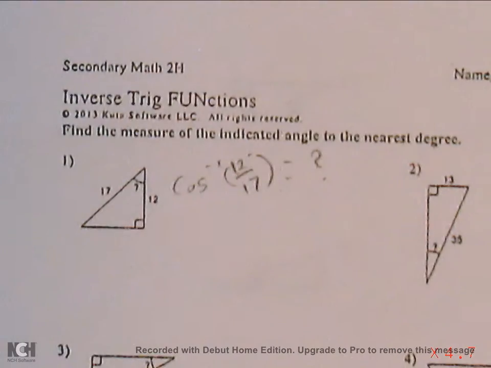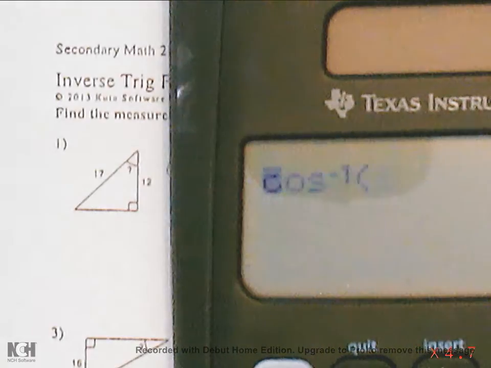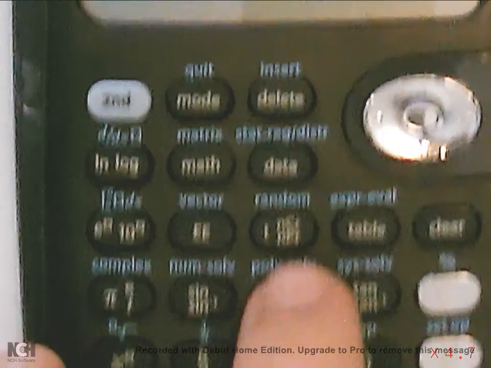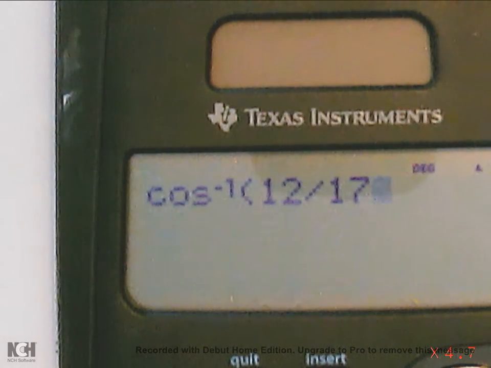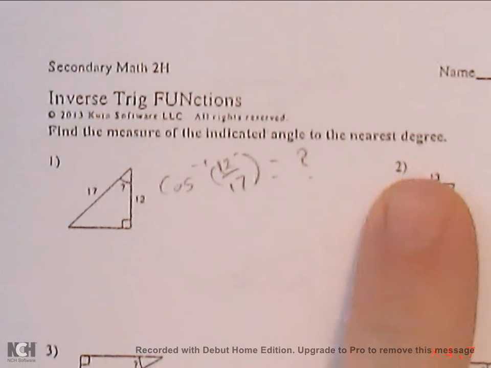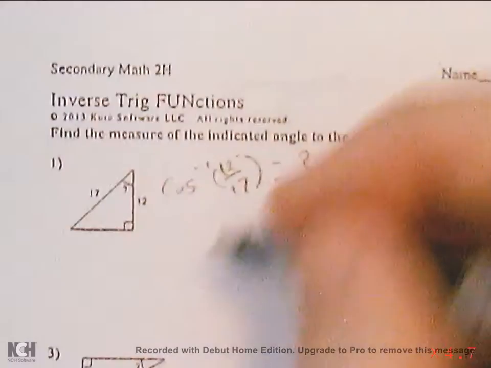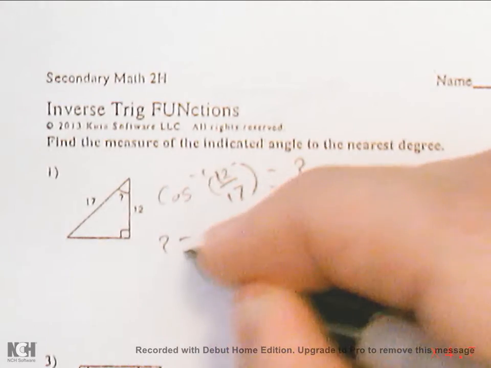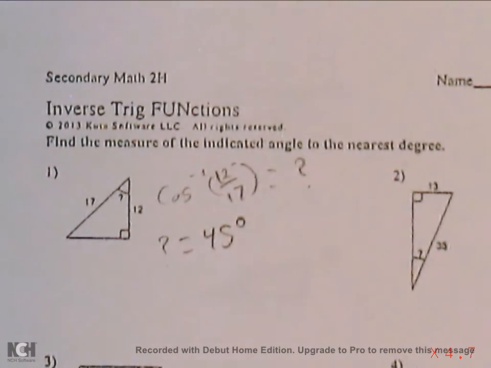Okay, so I don't have to do any balancing or anything like that. I just need to plug stuff into my calculator today. So cosine, again, you have to push it twice. Remember, it has the two different options. You push it twice to get the -1 in there. And then I just do 12 divided by 17, and that's going to give me my measurement. This wants me to round to the nearest degree, so 45.099 would round to 45 degrees. So my question mark angle is going to be 45 degrees. Okay, not too tough, right?